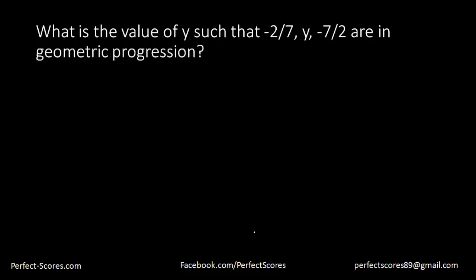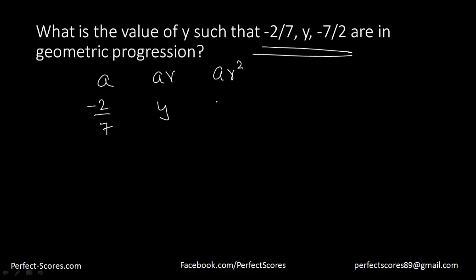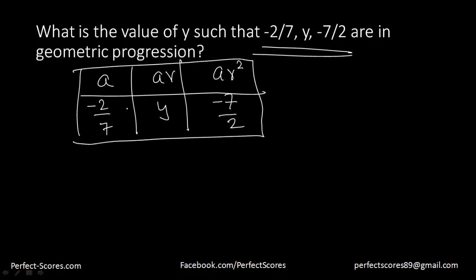The question says, what is the value of y such that these three numbers are in geometric progression? So when I say these three numbers are in geometric progression, a is equal to negative 2 by 7. The second term, which is a into r, is equal to y. And the third term, that is a into r square, is equal to negative 7 by 2. So from here, I can easily find the value of r. The value of a is negative 2 by 7. ar square is equal to negative 7 by 2, which is equal to a, which is negative 2 by 7, into r square.